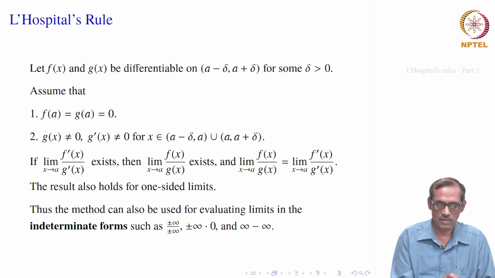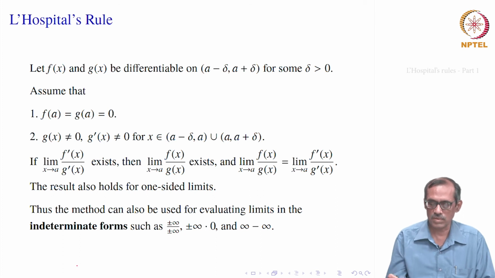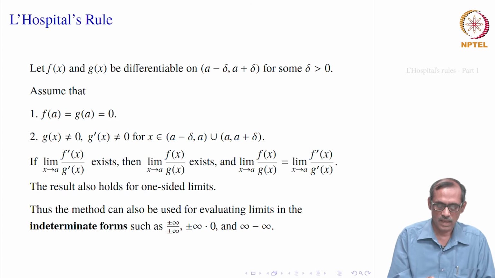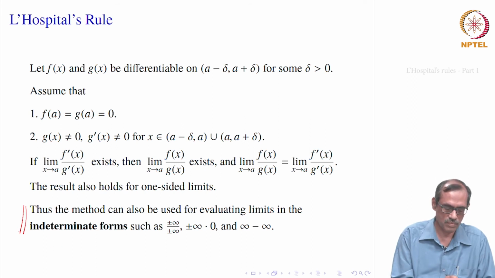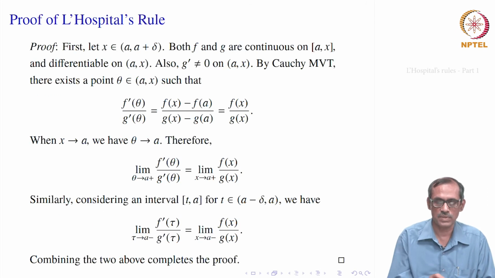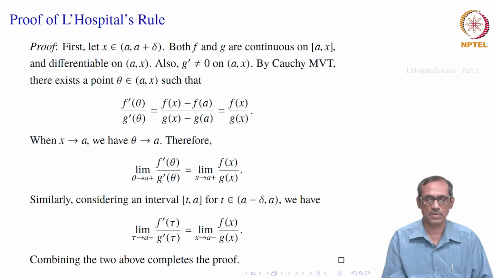Okay, the proof is very easy, because all that you have to do is go back to our Cauchy mean value theorem. We will be doing that slowly. We will come back to this after that proof again, that will be easier to see. So, let us prove L'Hopital's rule.